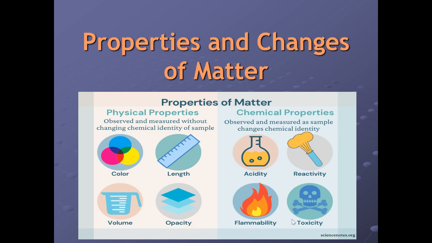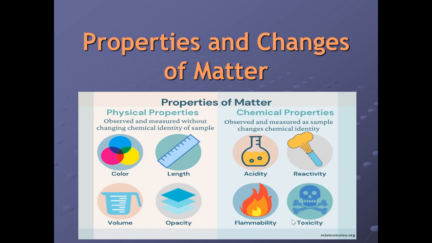So examples of physical properties of matter are just things that you can observe and that you can measure without changing the chemical identity of the sample. So let's think of water, right? The chemical identity of water is H2O. So physical properties, again, are things that you'll observe that don't change that identity, right?